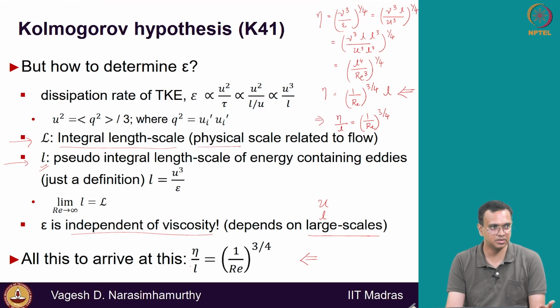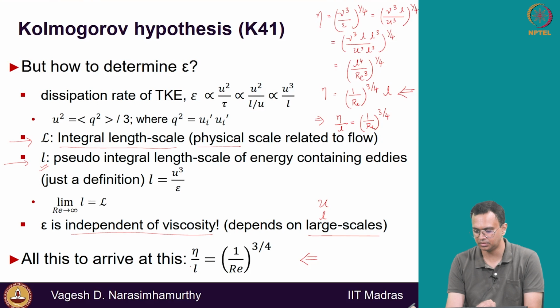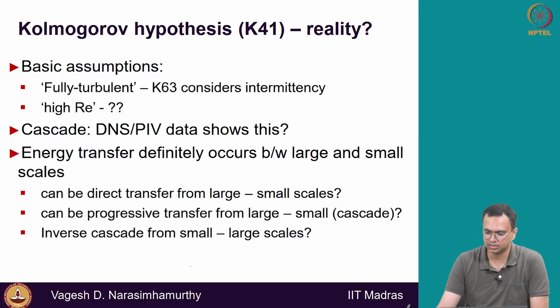The three statements and its assumptions, and how using those three statements we can arrive at this formula where we can compute the Kolmogorov length scale eta by simply knowing the Reynolds number of this flow as well as the pseudo length scale. The length scale you can assume as the integral length scale for your own benefit. Okay. So now what about the reality?